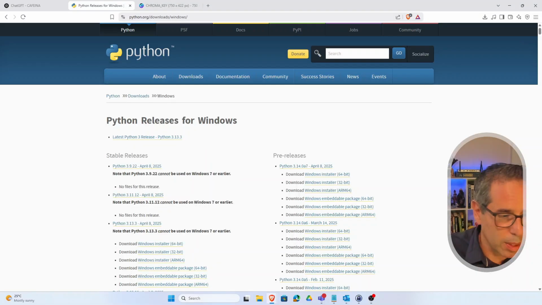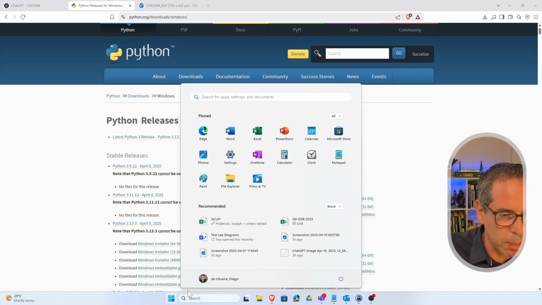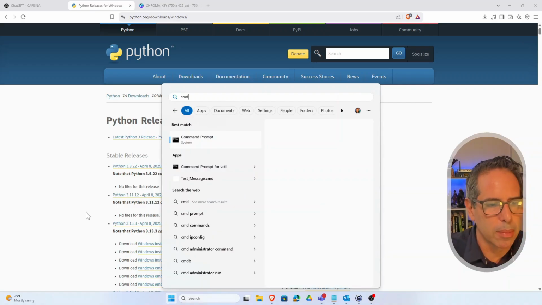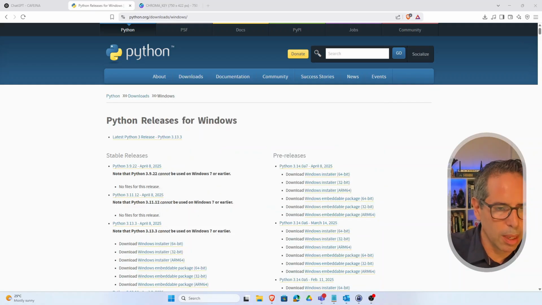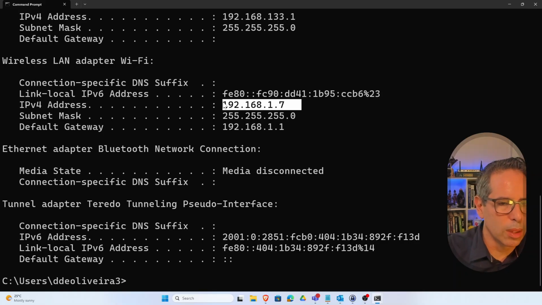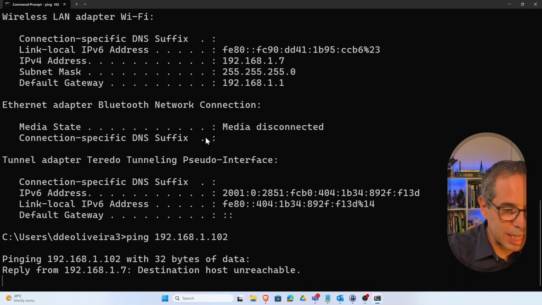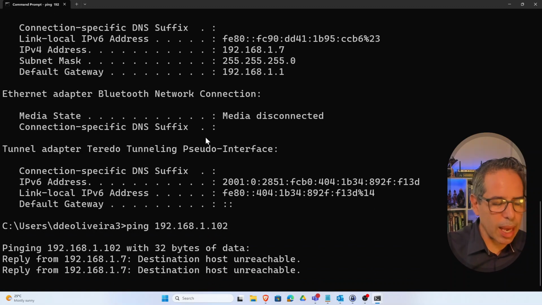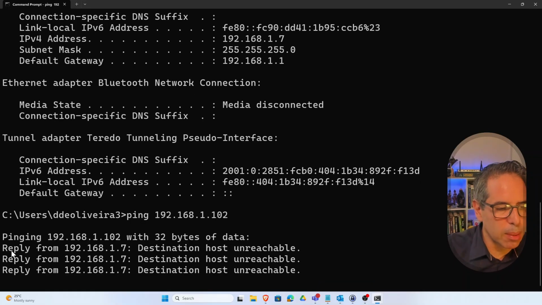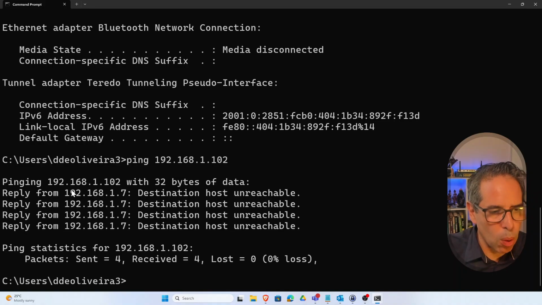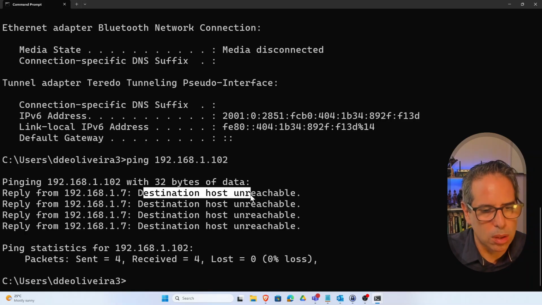All right, long story short, I'll try to mimic the scenario here. I'll just open up my CMD, my command prompt, and let's say my IP here is 192.168.1.7, and I'll try to ping 192.168.1.102, and the IP does not exist. But look at that. Why are there some messages coming out saying reply from 192.168.1.7, destination host unreachable?